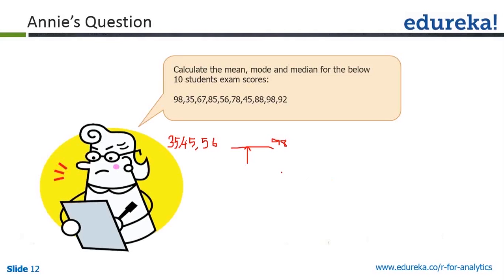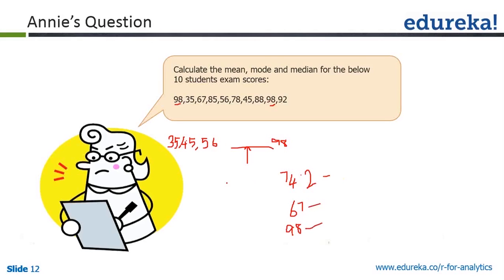Mehul has calculated it and pinged me that the answer for mean might be 74.2 as per his calculations, and the median is 67. Coming to the mode, we have got the number 98 two times, compared to any other number. So we will say the mode is 98. So this is the mean, this is the median and this is the mode.